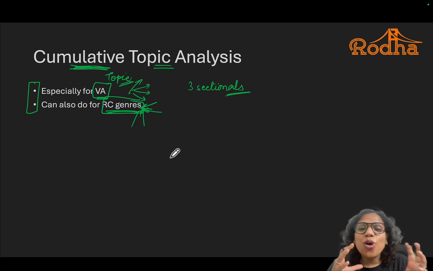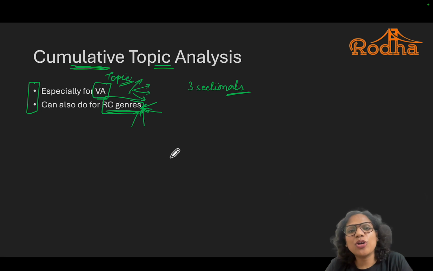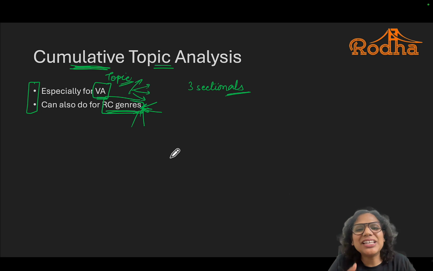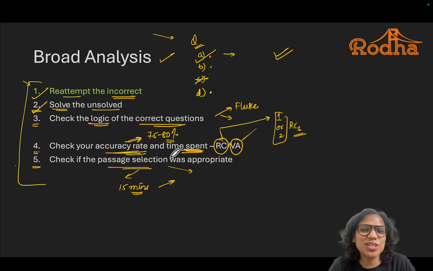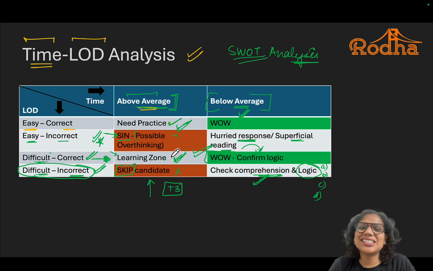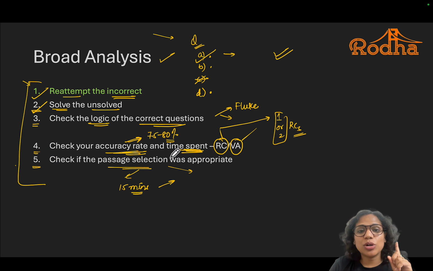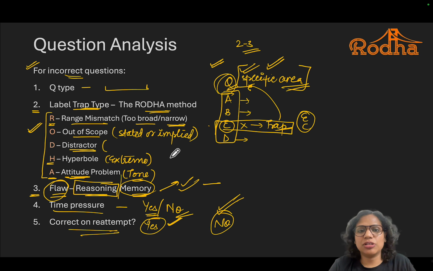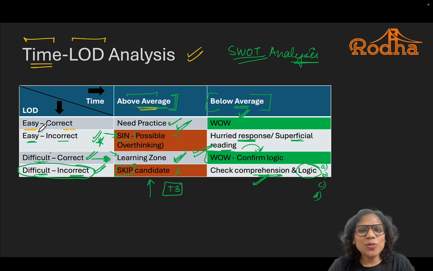So a lot of things available in the mock portal are going to help you make this process speedier and easier, because I understand students feel analysis takes a lot of time. But A, there is a lot of value in the time that you spend here, and B, take the help of the mock portal. And yes, use the Rodha method for labeling the trap types. So I hope this has helped you.